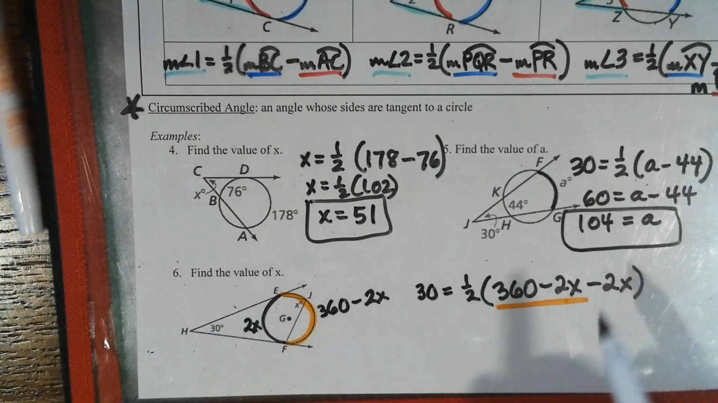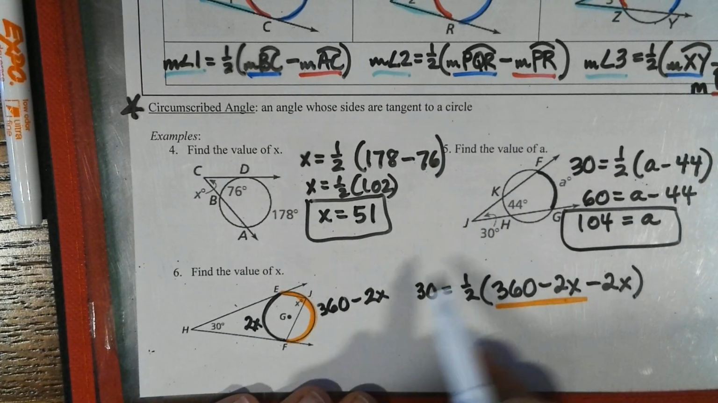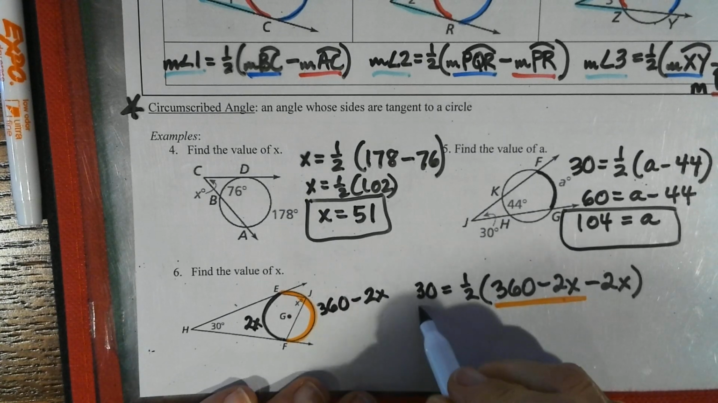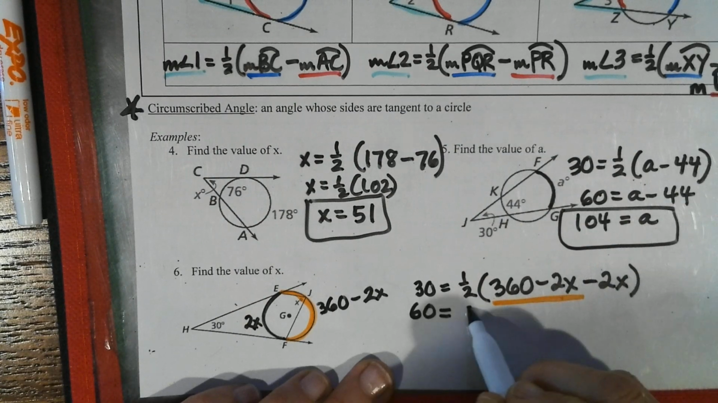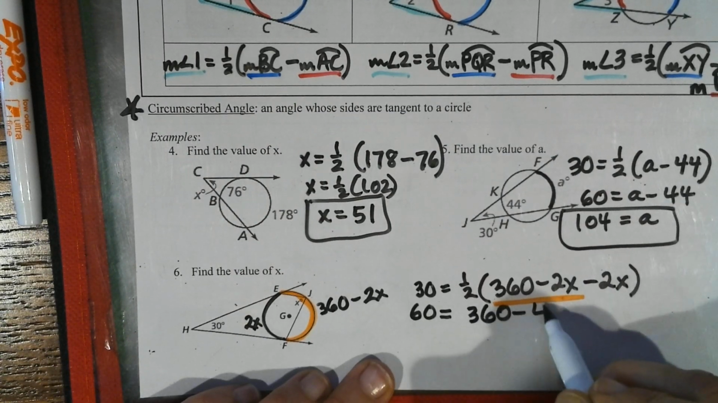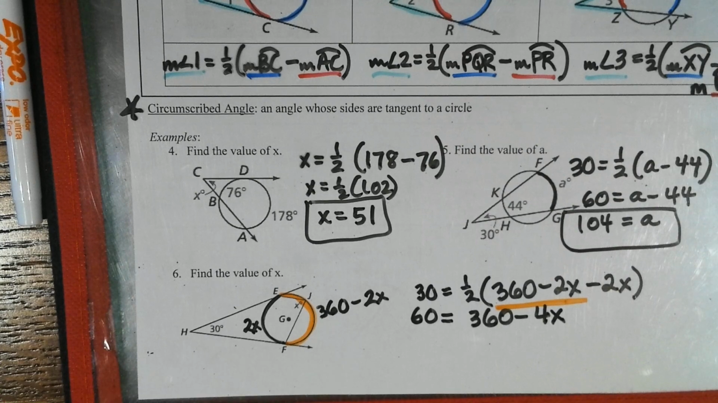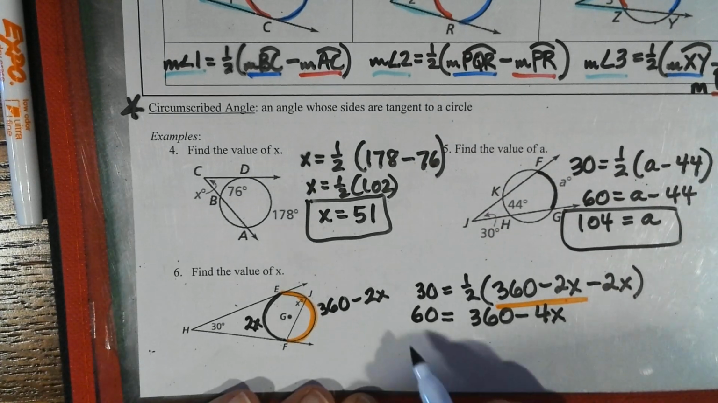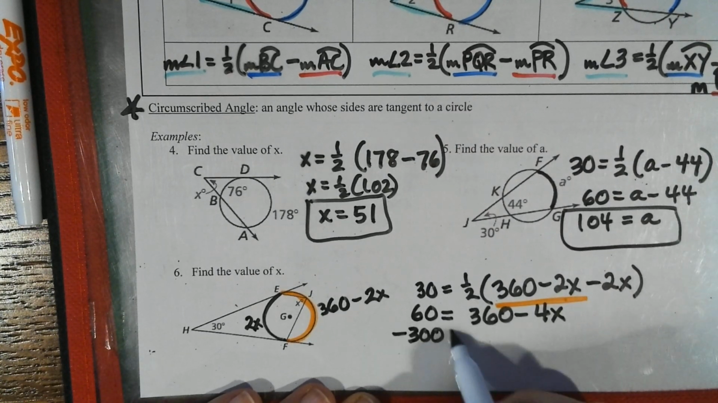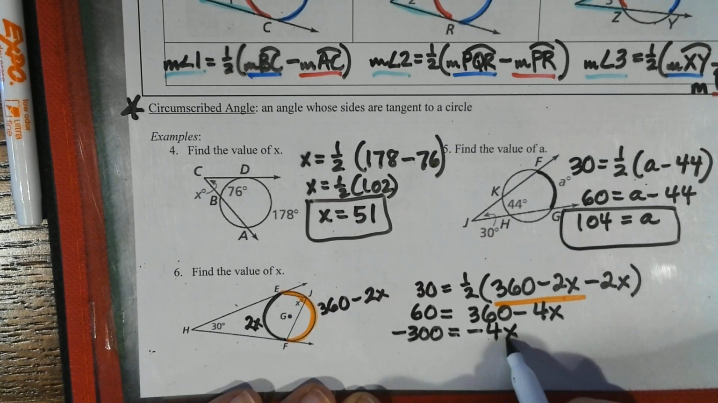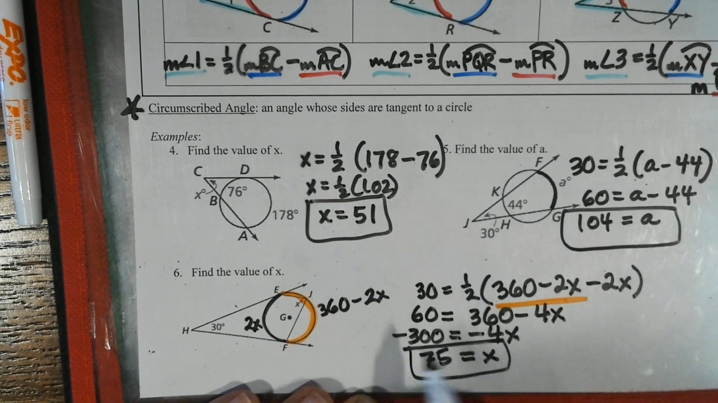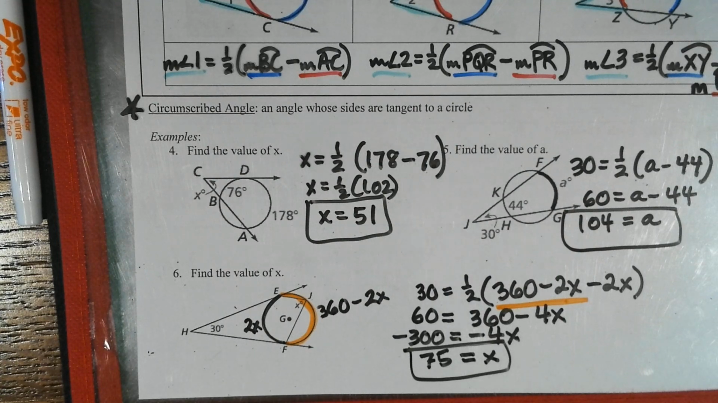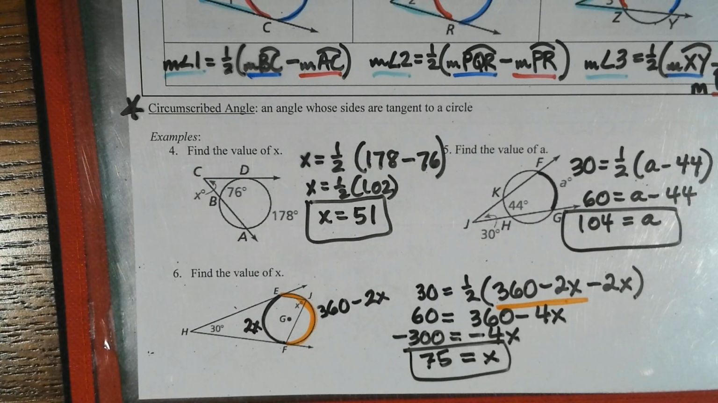Now I can combine some like terms here. I'm going to multiply both sides by 2, so I get 60. That goes away. And then this is going to give me 360 minus 4x, because those can be combined. So I'm going to take away 360 from both sides. Divide by 4. And I get 75. And that is the end of your notes for this.